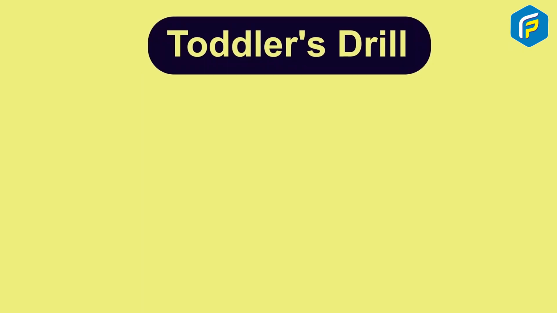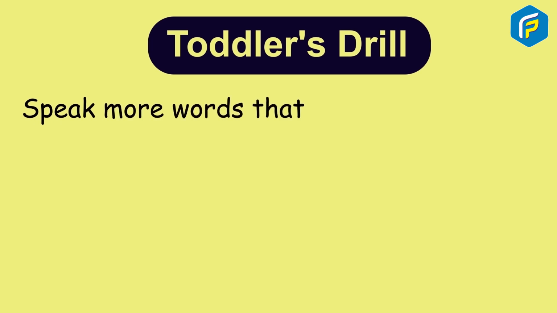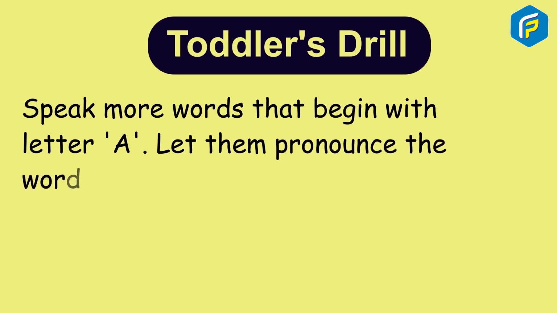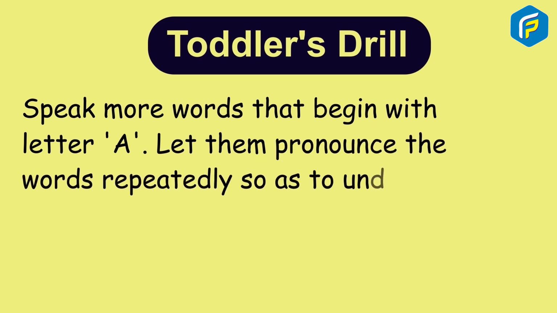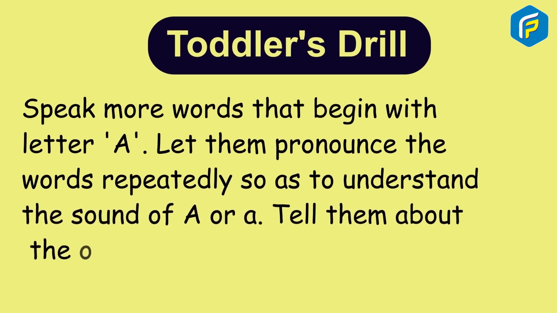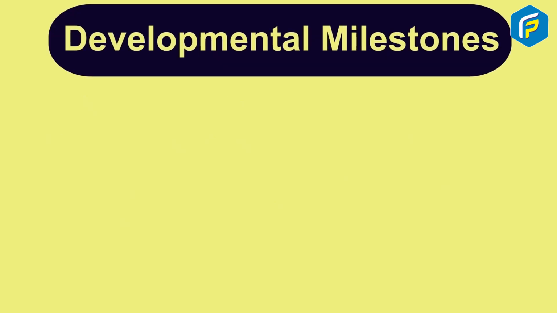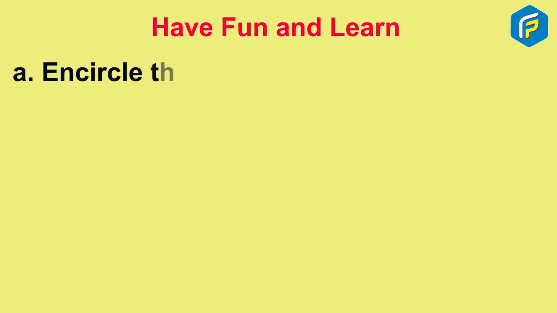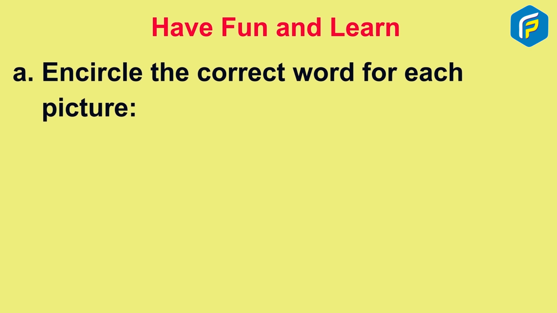Toddlers drill: speak more words that begin with letter A. Let them pronounce the words repeatedly so as to understand the sound of A. Tell them about the objects in the pictures. Developmental milestones: visual association, identification, observation. Have fun and learn. Encircle the correct word for each picture.